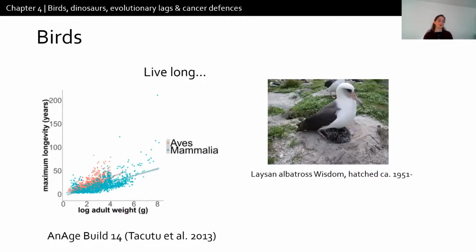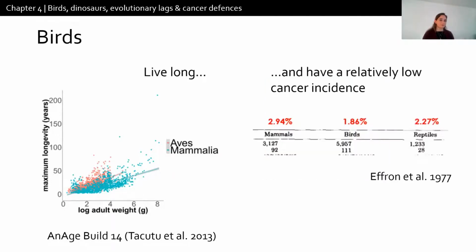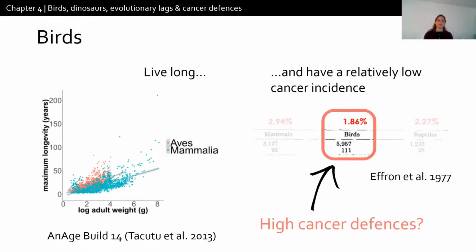For instance, this is an albatross called Wisdom, who hatched in 1951, who is probably older than most, if not all, of the people in the audience today. And she actually still reproduces. So there are these examples of crazy long lifespans in birds. But coming back to the cancer aspect, birds also seem to have a relatively low cancer incidence compared to mammals and reptiles, which brought the question: could they have these high cancer defenses that evolved in their dinosaurian ancestors, because there was some lag and they didn't lose these defenses during their body size shrinkage?